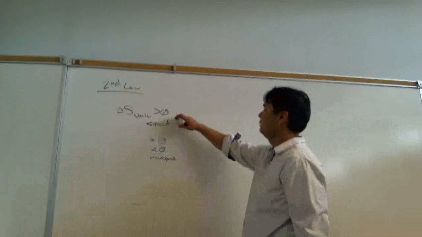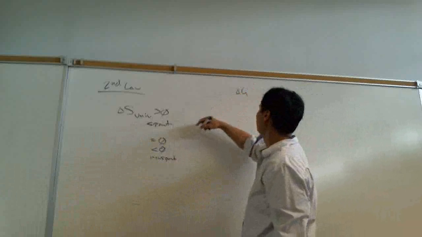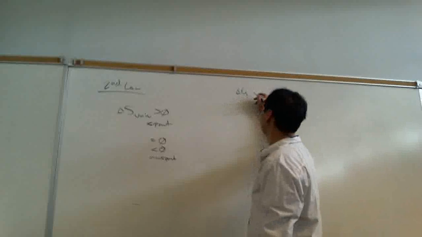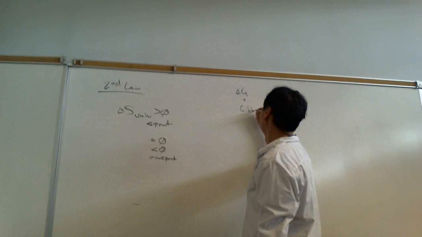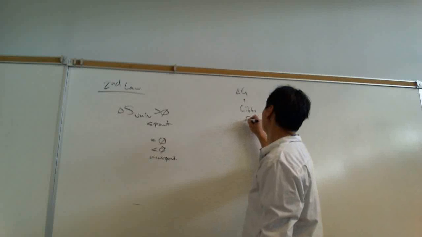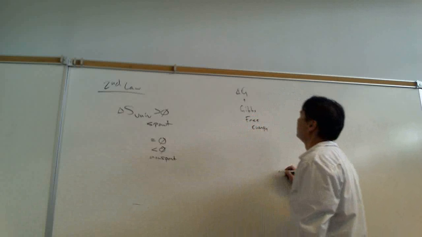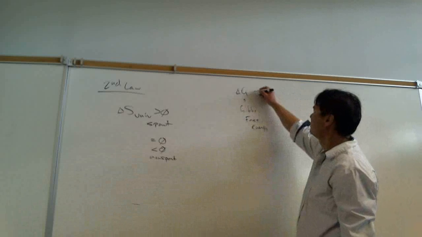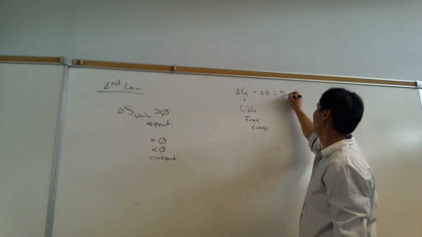There's another way. This is too difficult to determine, so we can get delta S of the universe in this form, looking at the Gibbs free energy, which is G. And so we look at the change in the Gibbs free energy, which is related to delta H minus T delta S.